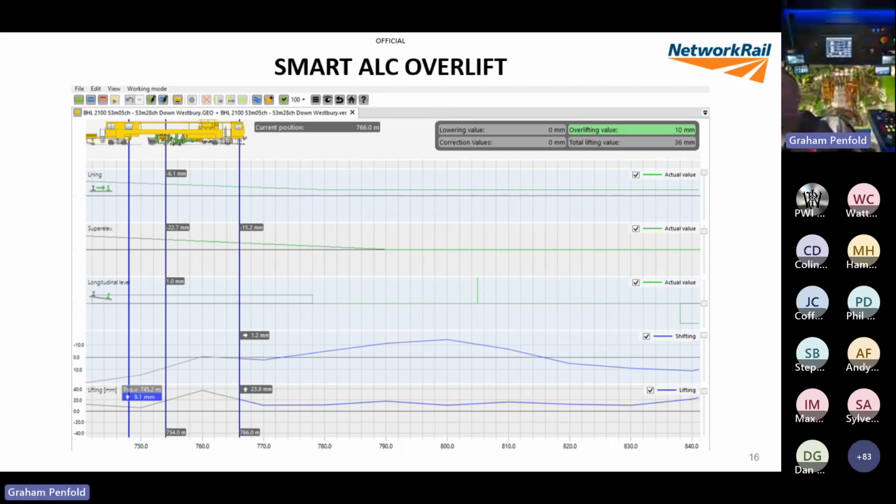Firstly, I just wanted to show you a simulation again. This is the same screen in work mode on Smart ALC, and as you can see in the top right-hand corner, you can see your total lift and your overlifting value as well.